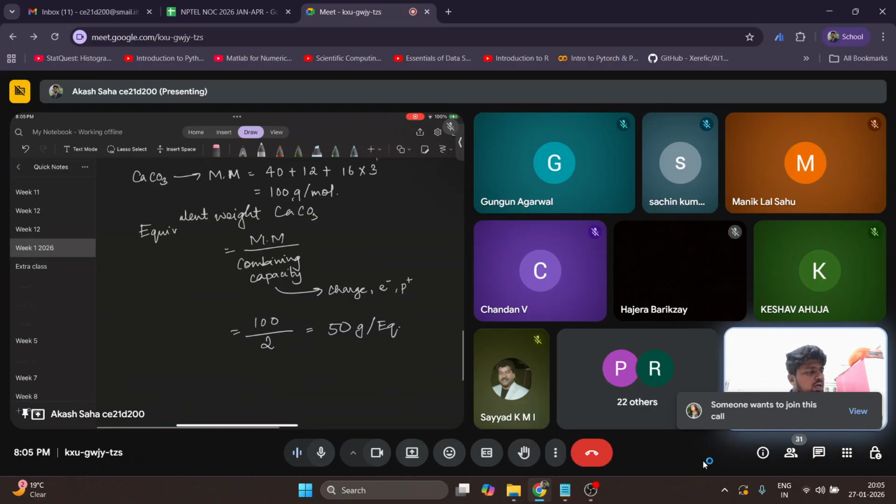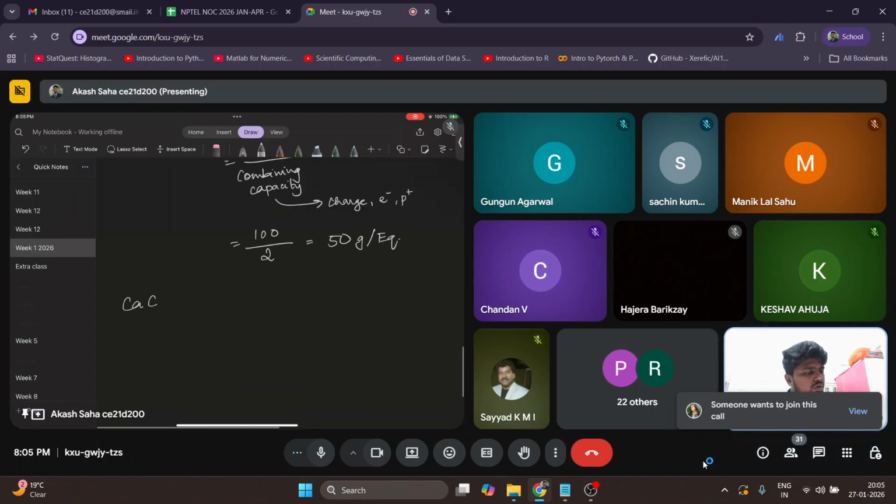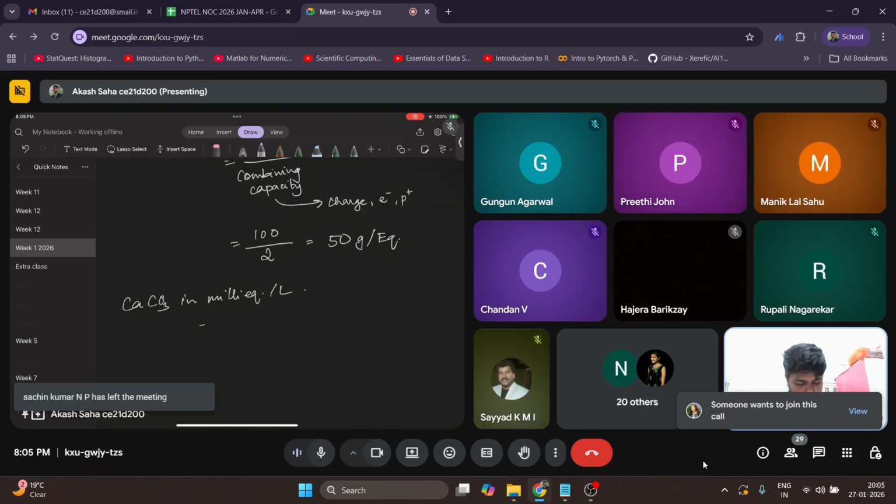Okay, so now we have to find out CO3 in milli equivalents per liter. We know that we have 250 milligram per liter of calcium carbonate. We will simply divide it by 50 grams per equivalence.